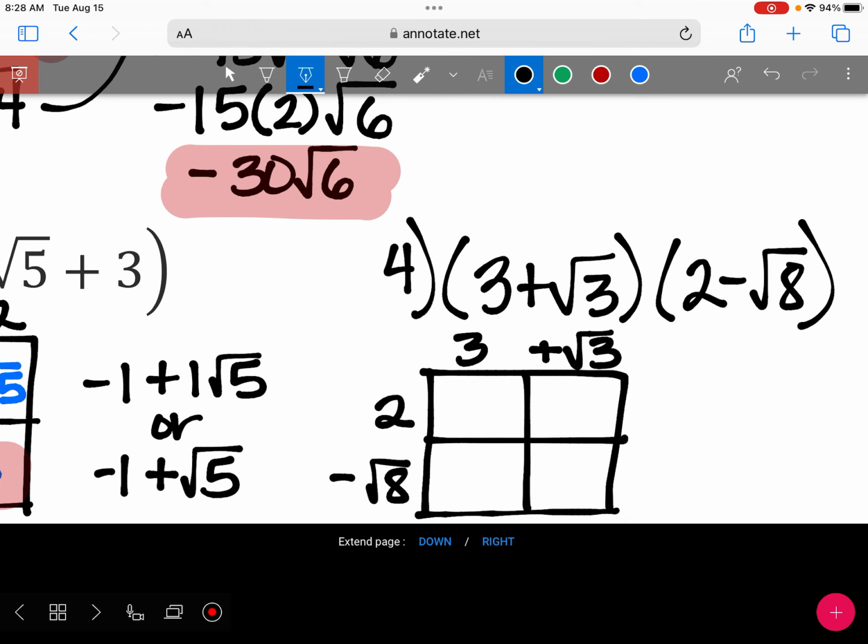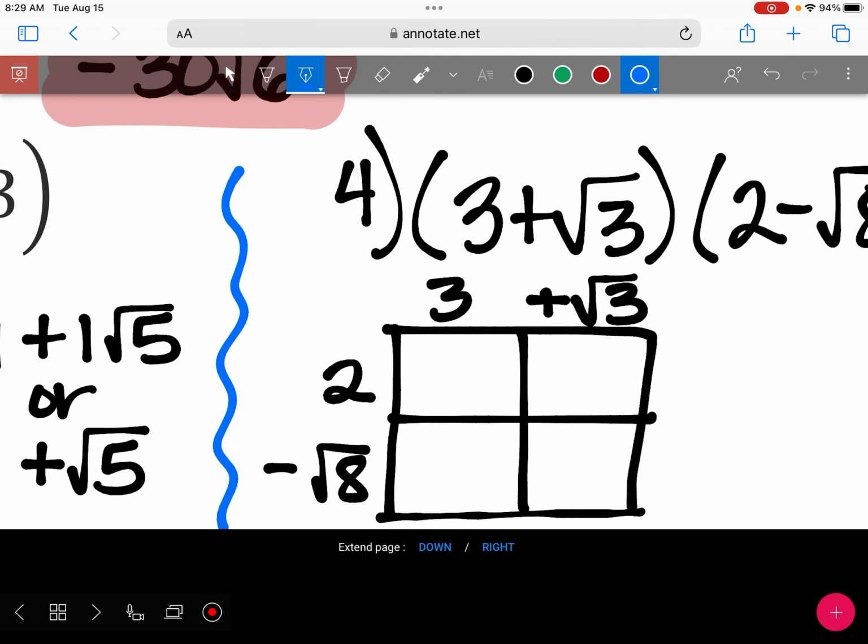Okay. So let's fill in our 4 squares again. So I wanted to do this one because I want you to see what it looks like when you don't have like terms. So we're not going to have like terms like we had in number 3. Because oftentimes when you're multiplying radicals, you don't have like terms. Okay, so first we have 2 times 3, which is 6. And then I have 2 times √3, which is just 2√3. -√8 times 3 is -3√8. And then I have a negative square root of 24.